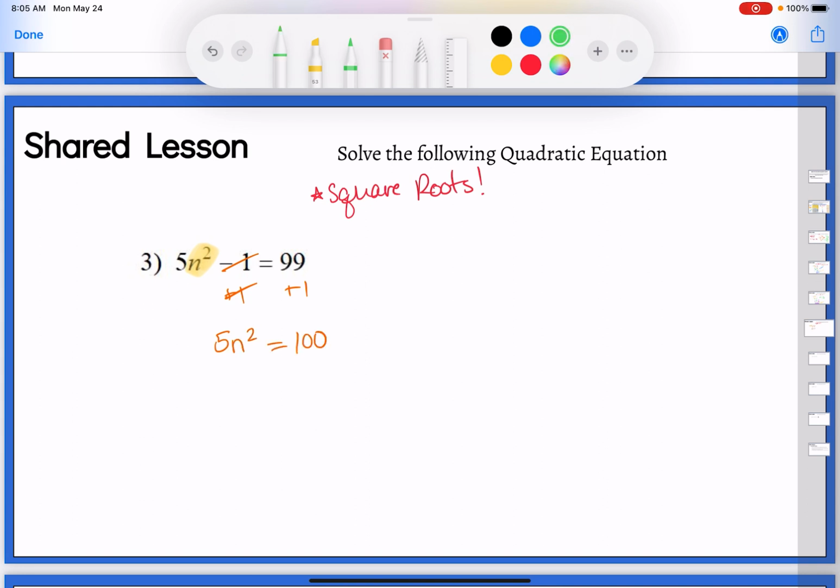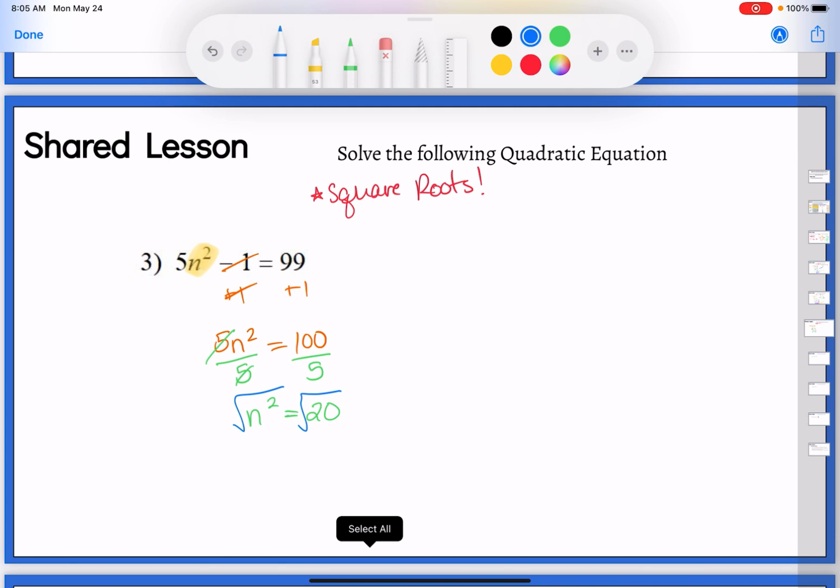Do not take that square root yet. You have to get n squared by itself. I'm going to divide by 5. I get n squared equals 20. Is 20 a perfect square? If I take the square root and say what times itself equals 20? It's not a perfect square, but that's okay.